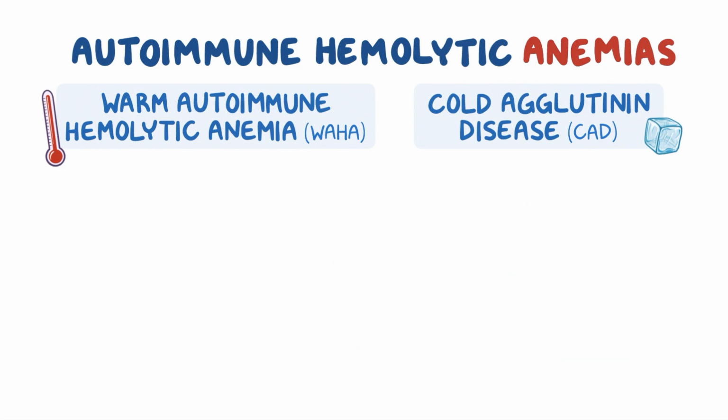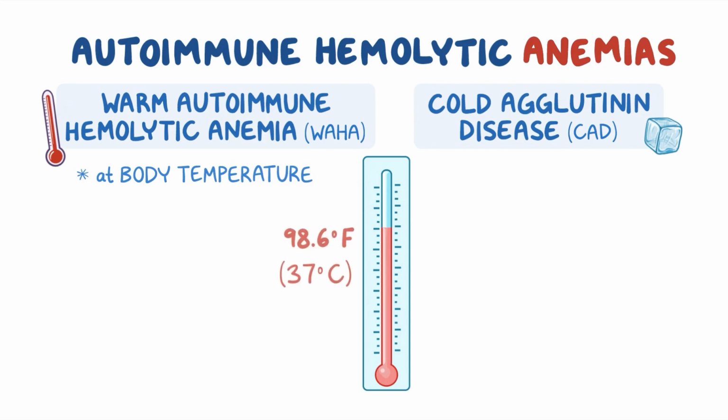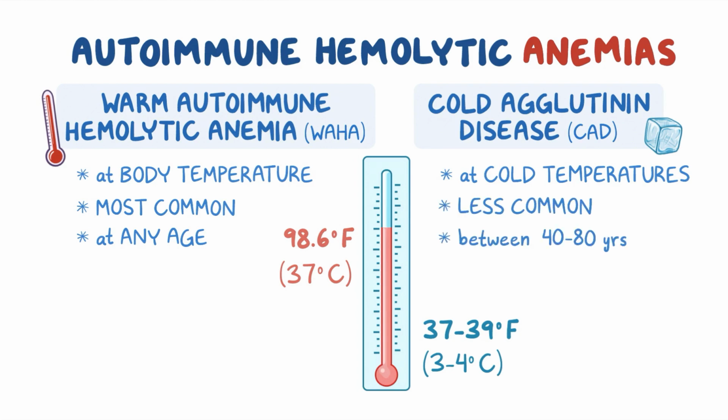In wAIHA, hemolysis occurs more frequently at body temperature, hence the name warm. It is the most common autoimmune hemolytic anemia and can occur at any age. In CAD, hemolysis occurs more frequently at cold temperatures, hence the name cold, usually between 37 to 39 degrees Fahrenheit or 3 to 4 degrees Celsius. Conversely, CAD is less common and generally occurs between 40 to 80 years of age.